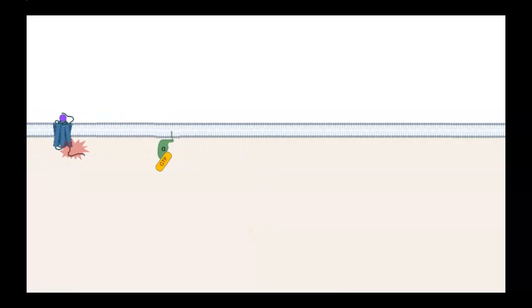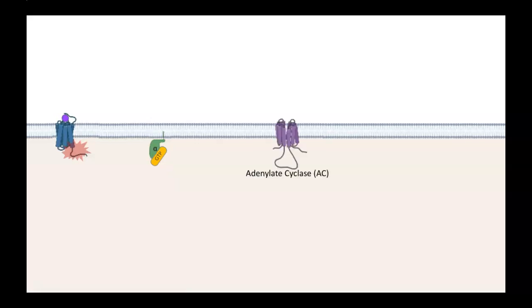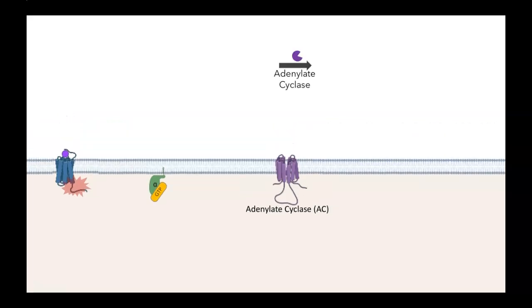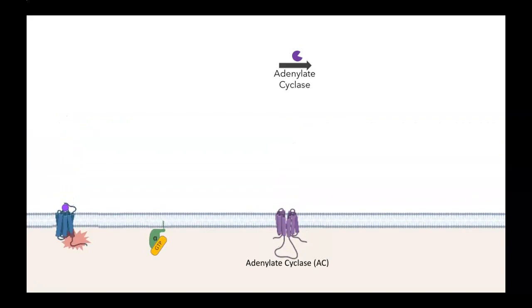I'll leave the beta and the gamma subunits for another video, and in this one we'll look at what happens with the alpha subunit. The main target for the G-alpha subunit is an enzyme called adenylate cyclase. It's also called adenylyl cyclase, commonly abbreviated AC. This is a membrane protein, and the reaction that it catalyzes is to take ATP as a substrate and then convert it into another compound called cyclic AMP.